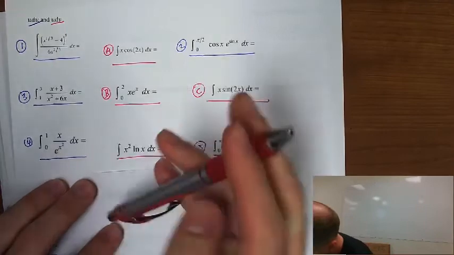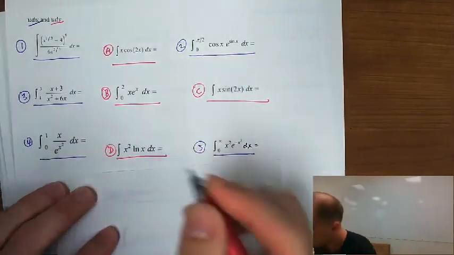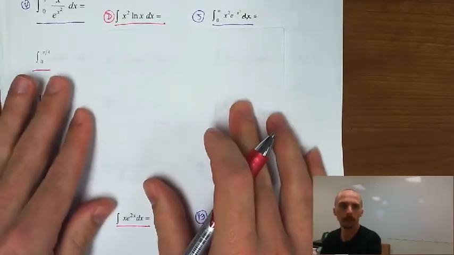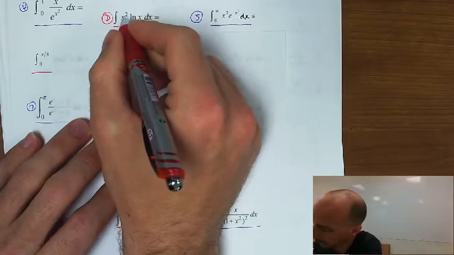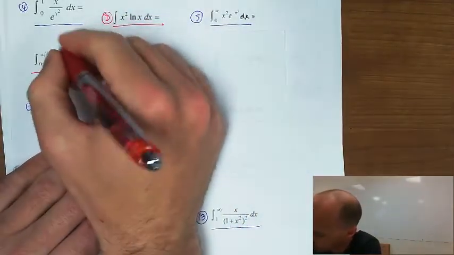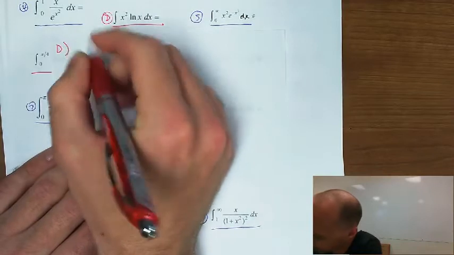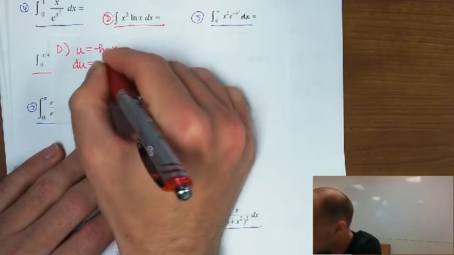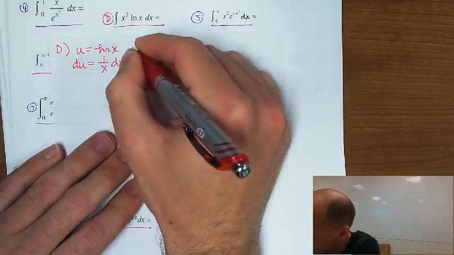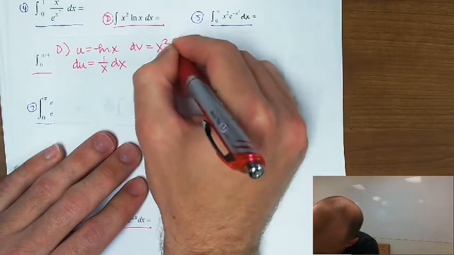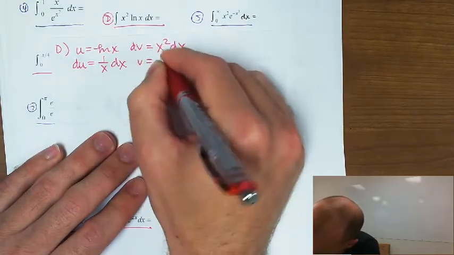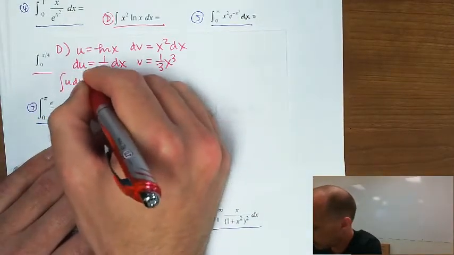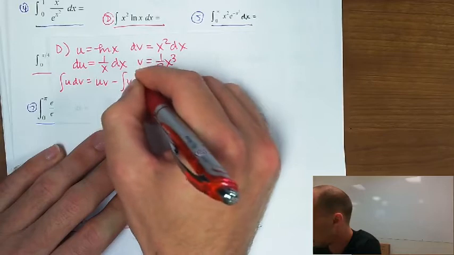All right, D. This one will be a little different. First I'm going to scoot it up. I'm going to use log for u and x squared for dv. So u equals log x, so du is 1 over x dx, making dv the rest of it, the x squared dx, meaning that v is 1/3 x to the third. We know that the integral of u dv is equal to u times v minus the integral of v du.